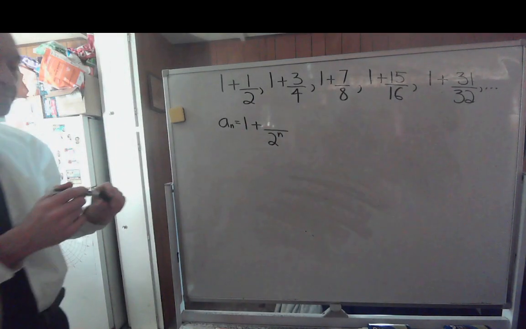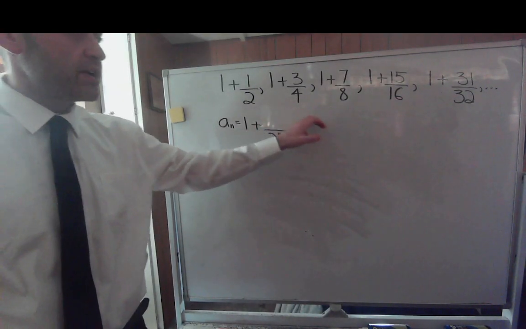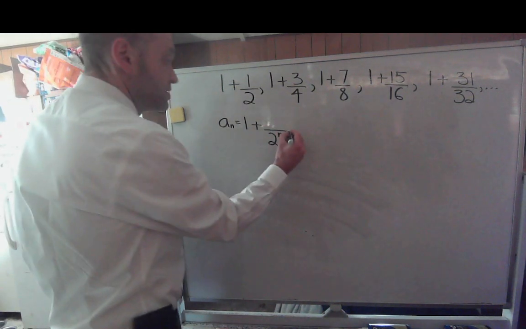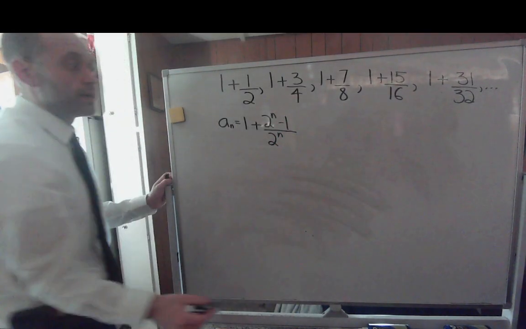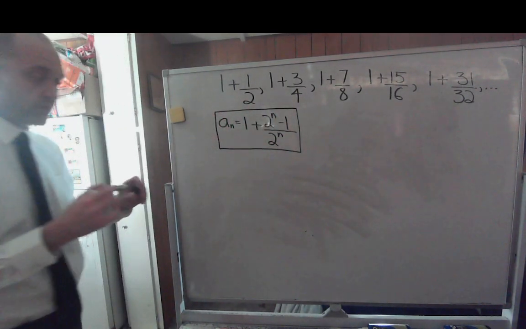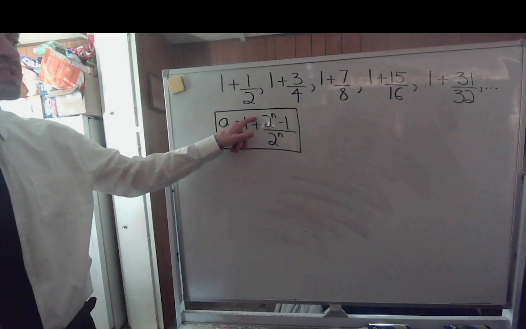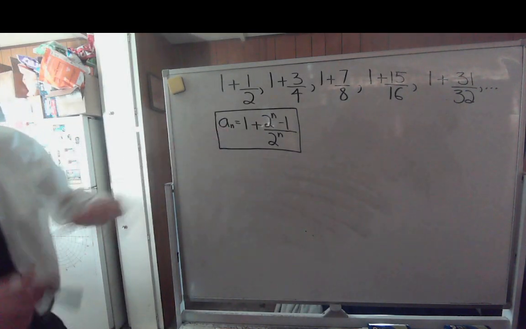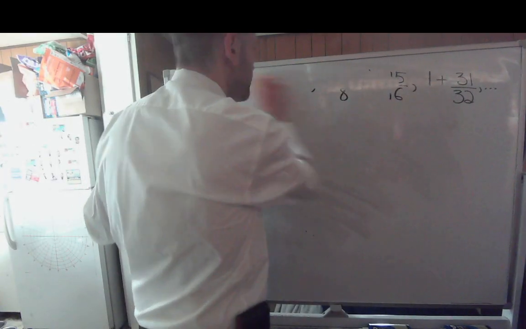2 to whatever power. Now take a good look at your numerators. Aren't these values exactly one number less than your denominator? So your numerator should end up being 2 to the n, that quantity minus 1, right? Because it's exactly 1 less than your denominator. So the explicit formula for this sequence should be a sub n equals 1 plus (2 to the n minus 1) over 2 to the n. That one looked horrific, but it's really not as bad as it looks. Only got a couple more here, then we'll be done with the lesson.